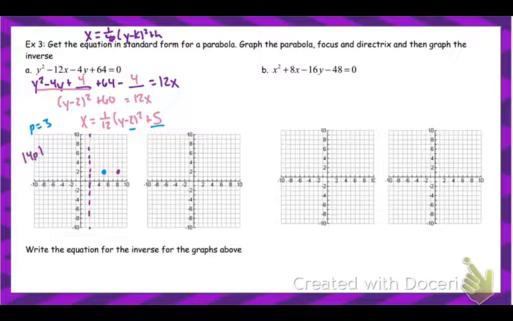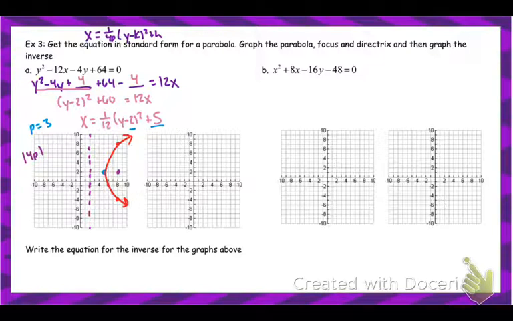Absolute value of 4p is 12. So I'm going to move 6 up and 6 down to get my parabola.